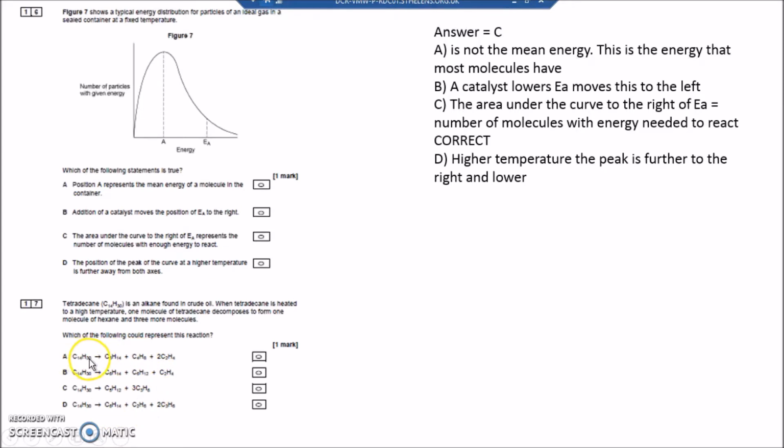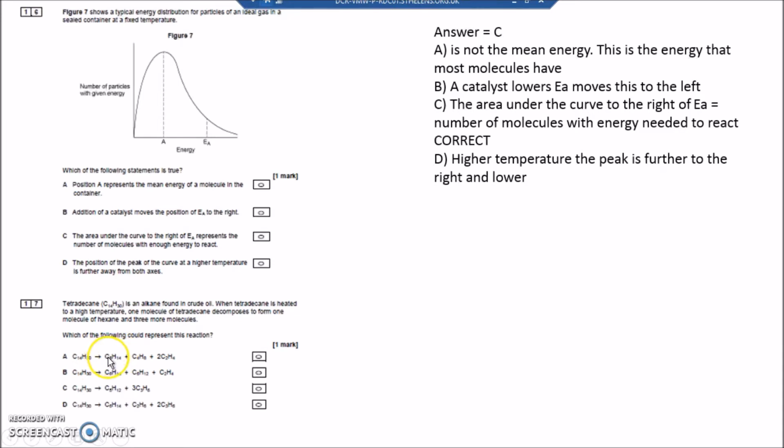Let's just check. C14H30, C6 and 4 is 10, and 2 2s are 4, it makes 14 carbons on the right, 30 hydrogens on the left. 14, add 6, add 10 is 24, add 8, let's check that out, hold on, 14, add 8 is 22, add 8 is 30, yes, it's got 30 hydrogens on each side.